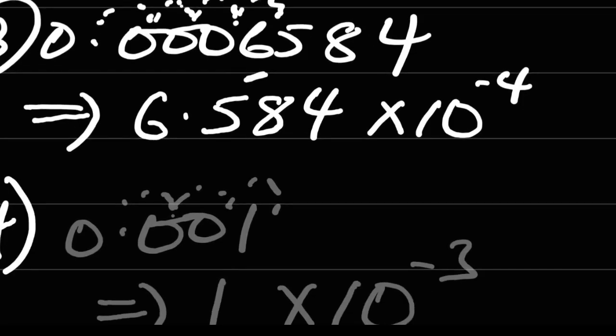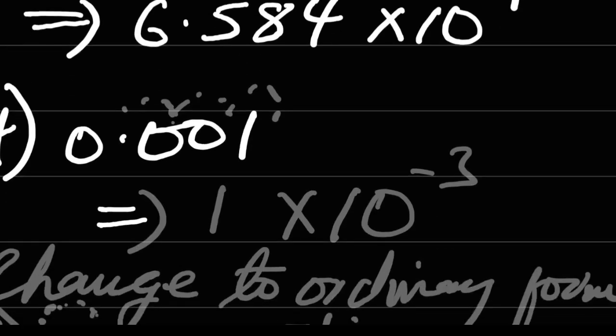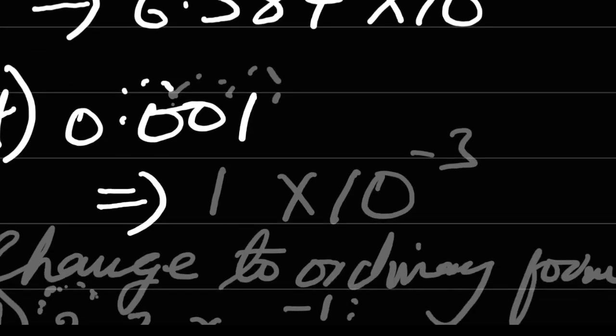Example number 4, 0.001. In standard form, the decimal will move 1, 2, 3. Our answer is 1 times 10 raised to the power of minus 3.